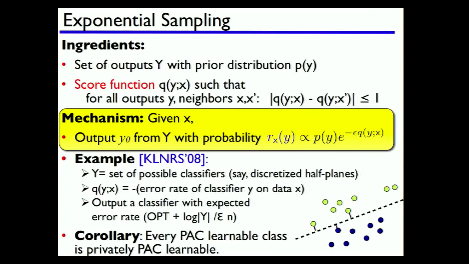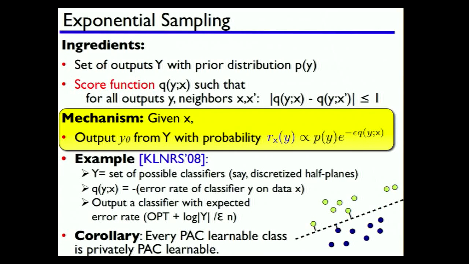So now, let me give you an example. Suppose I'm trying to learn a classification rule for a data set. I might have a set of possible classifiers that I'm considering. Those could be decision trees, or they could be settings of the parameters for some linear classifier. For convenience, I'm going to work with discrete objects. So let's think of it as maybe a set of discretized half-planes. Then my score could simply be the error rate of this classifier on the data. So how well does it do at distinguishing good credit risks from bad credit risks, or whatever the data set happens to be. I'm going to add a minus sign because I want to select for things with high score, not low score.